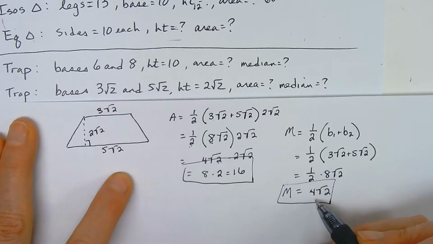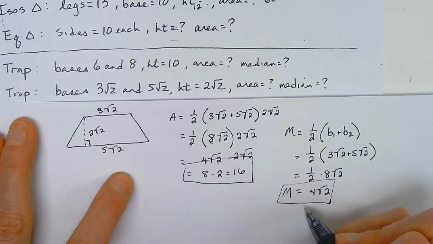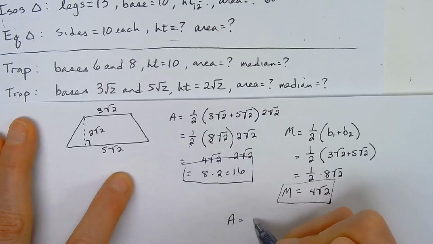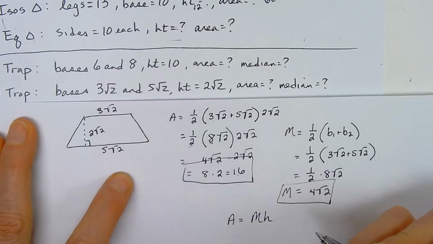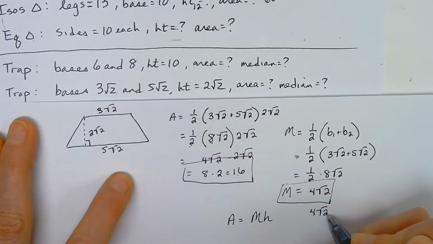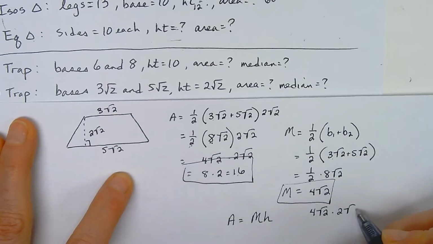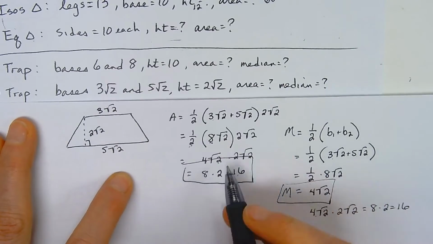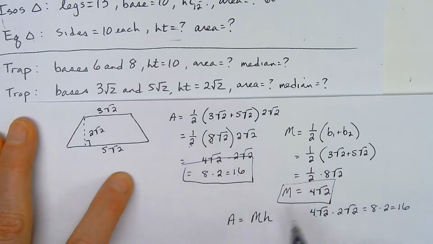Now, if we take that median and multiply it by the height, let's see if we get an area of 16. Remember, the area is also equal to the median times the height. So let's just check. If I take that median of 4 rad 2 and multiply it by the height of 2 rad 2, I get 8 times rad 2 times rad 2 is 2. I get 16, and that's the area we found by using the other formula. So it checks.